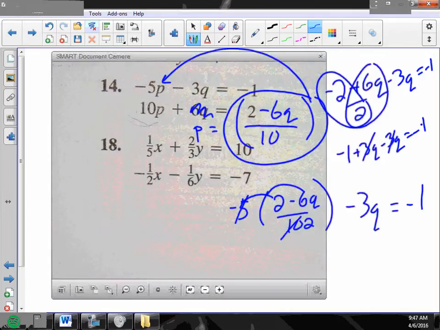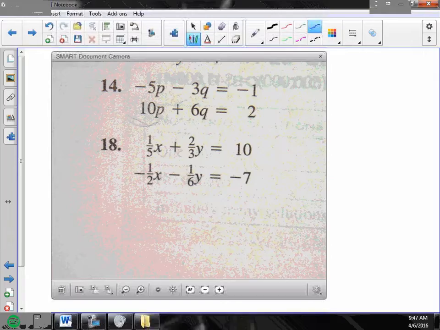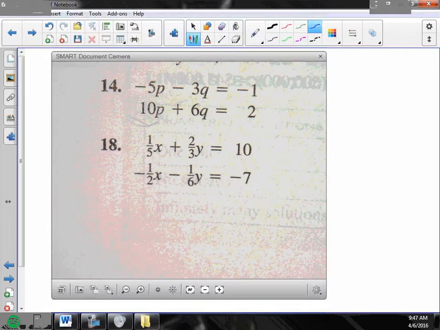infinite solutions. So can you look at 14 and decide, wait a minute, those are the same equations. If you divide the bottom one by negative 2, then those two equations are identical. Okay. All right.